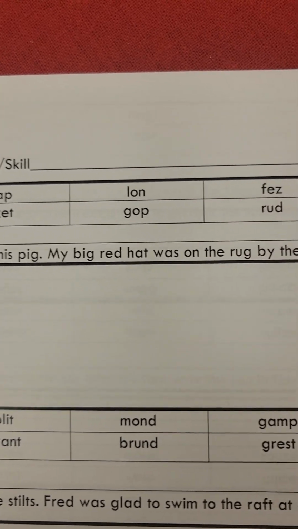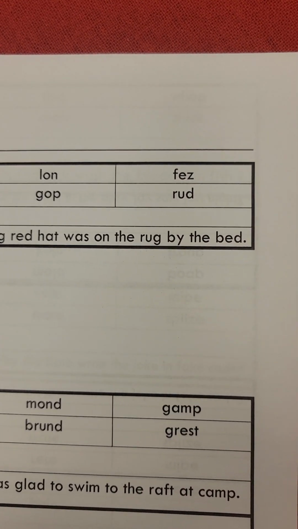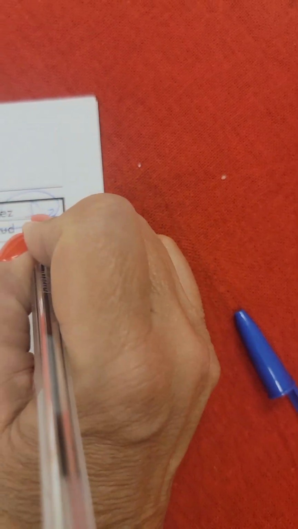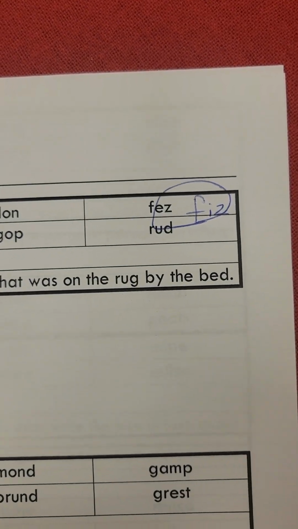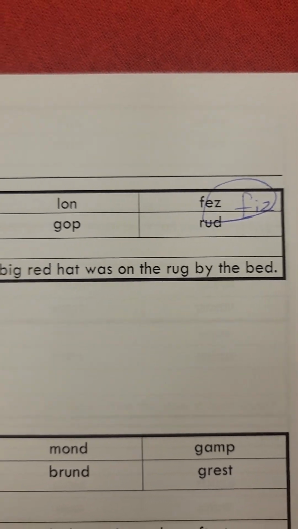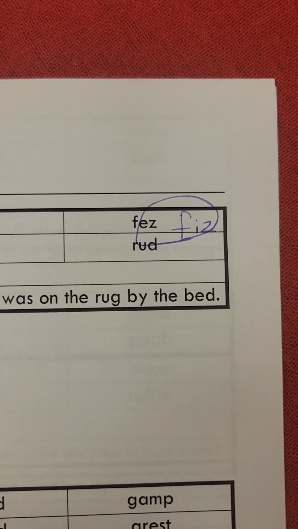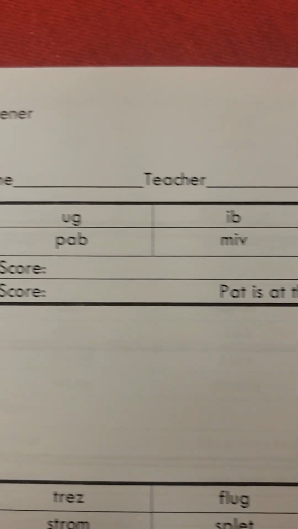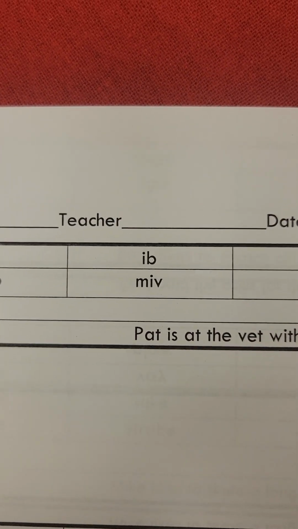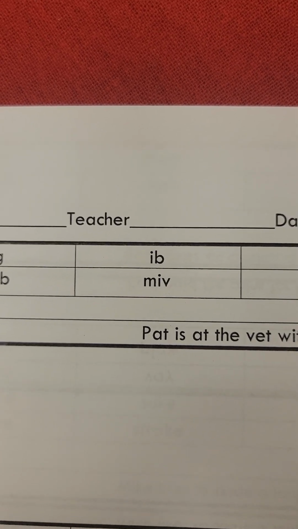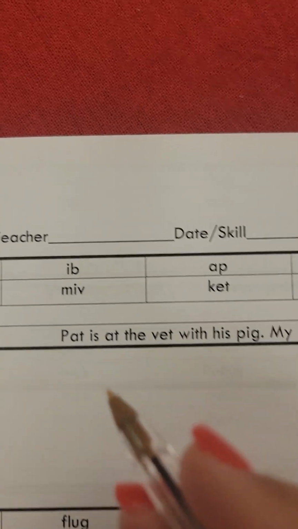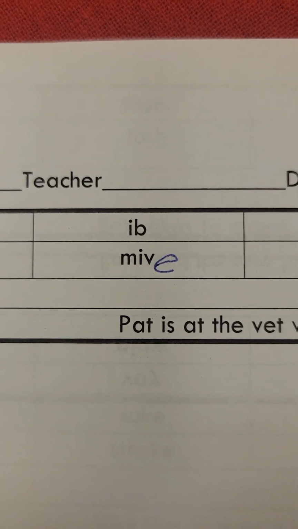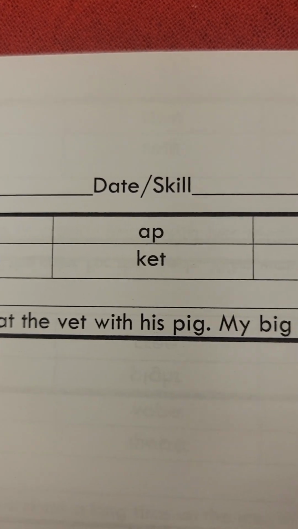If they say lawn and then they say fizz, you're going to want to write fizz next to it and circle it, because now we can see that they're mixing up the I and the E. We need to know exactly what they're mixing up, so make sure you write it down. Next one, they say pab, then they say mive instead of miv. So I'm going to put a magic E there because they're not really seeing that rule of the vowel consonant.